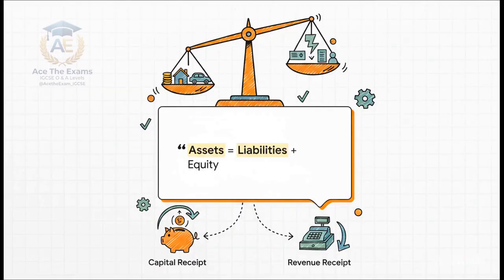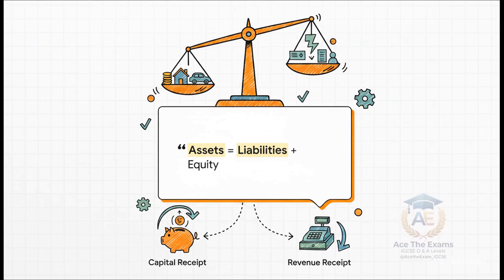Underpinning everything we do is the fundamental accounting equation. Assets equals liabilities plus equity. You absolutely must know how a capital receipt, like say a new bank loan that increases your liabilities, is fundamentally different from a revenue receipt, which is going to boost your equity through trading profit. You have to maintain this duality perfectly for every single transaction across the whole fiscal period.